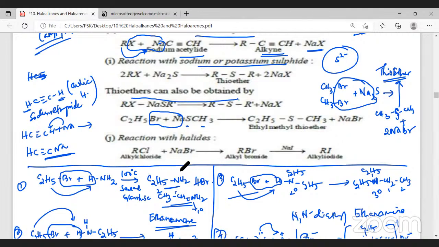The last part of the reaction is the reaction with halides. When alkyl halides are allowed to react with sodium bromide, bromine is more reactive than chlorine. Therefore, sodium chloride gets eliminated and in place of Cl, Br goes. So you get RBr, alkyl bromide. This alkyl bromide, when allowed to react with sodium iodide, NaBr gets eliminated. Iodine is more reactive and replaces bromine. So you get alkyl iodides. That is why we call it the reaction with halides. All right.